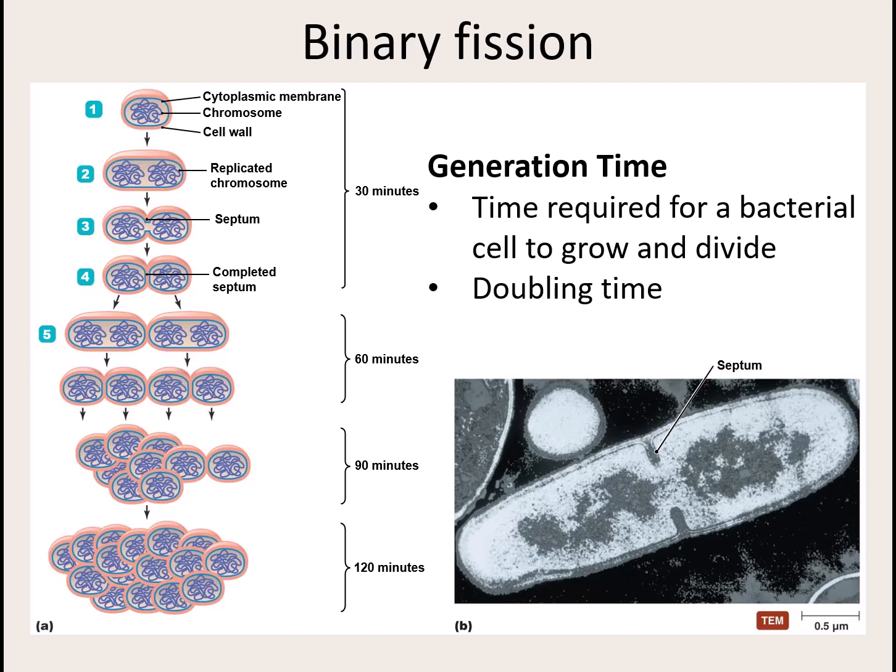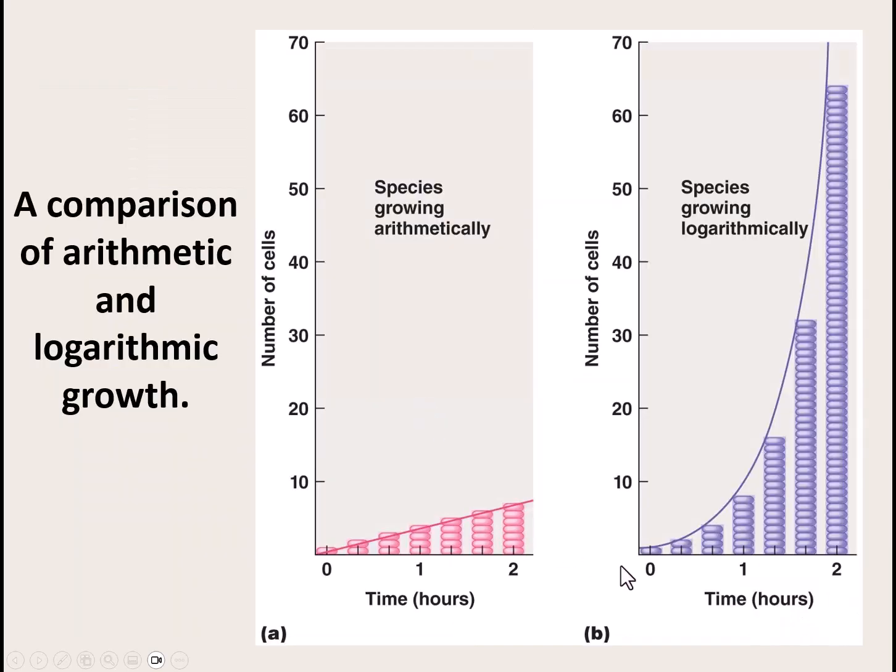Depending on the bacteria species, and depending on the environment that bacteria is in, does it have all of its nutrients? Does it have a nice warm temperature? If a bacteria is in its optimal growing environment, it's not uncommon to have a generation time of 30 minutes or less. That means the bacteria within 30 minutes or less can completely double. Another 30 minutes it will double, another 30 minutes it will double, and you can get a very, very fast increase in number of bacteria. It's called logarithmic growth when you have this constant doubling of bacteria.